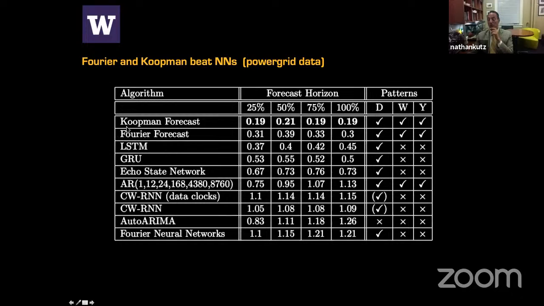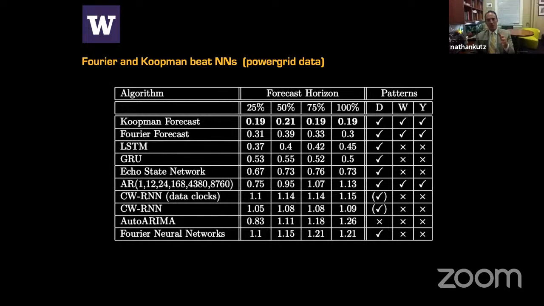Well, this Koopman forecast, where we learn this coordinate transformation, just beats everything, especially for long-range forecasting. In particular, it destroys the performance of LSTM, GRU networks, and echo state RNNs. We took all the state-of-the-art methods along with ARIMA methods and things of this nature. And you can see the performance here is significantly better, especially for forecasting horizons that are out in the future a ways.